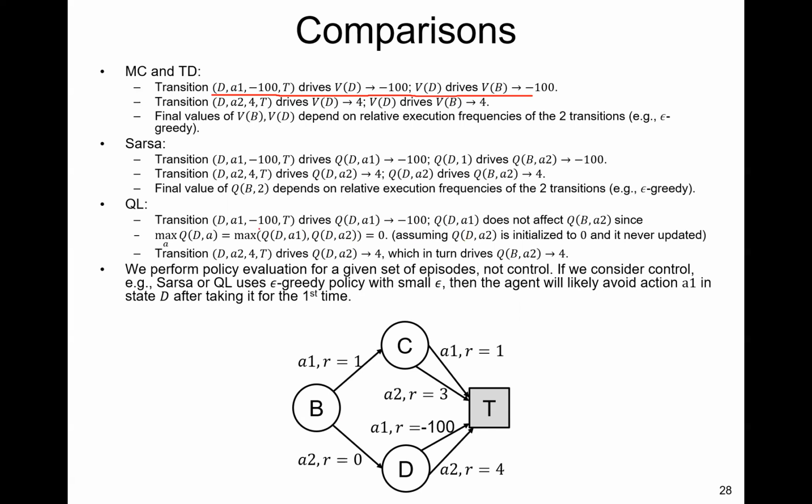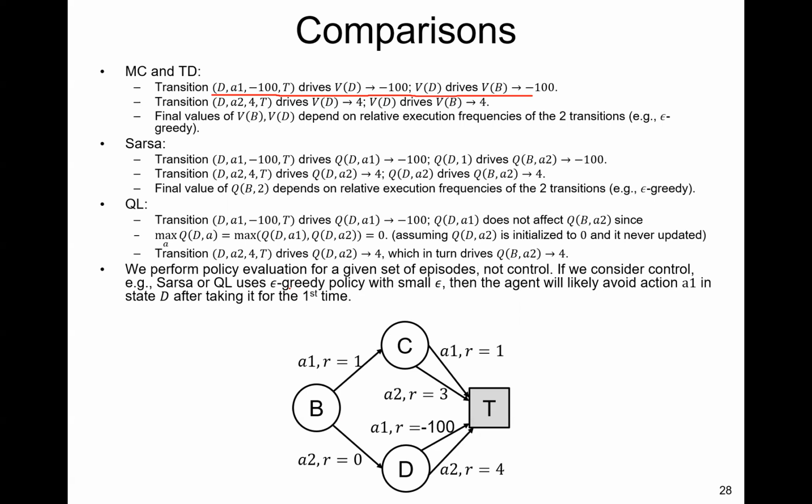So if you're always taking action A1 with reward -100, then the Q value will not affect the QBA2. But if you take the action A2 from D, then it'll drive QBA2 to be 4. So in this case, we're using a given set of episodes to perform policy evaluation, not control.